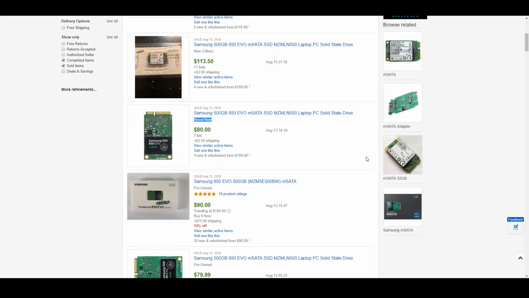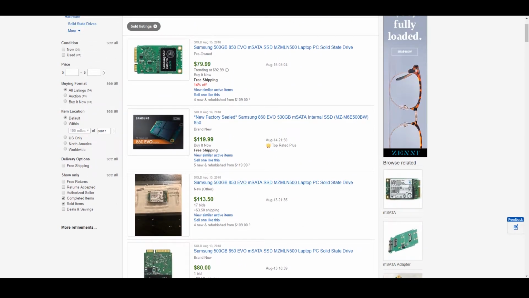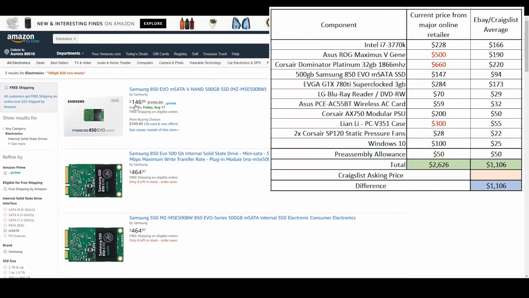In this case, it's the Samsung 500 gigabyte 850 Evo, and it is a solid state drive, but they are going to average right around $94 on eBay. And I did find them for around $147 on Amazon, and that's actually with Prime.